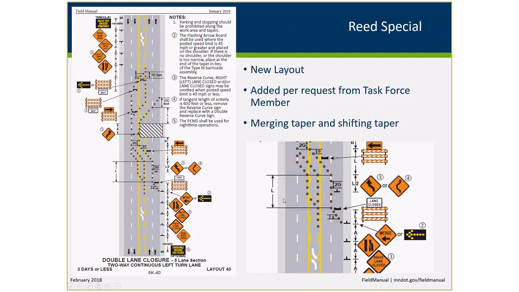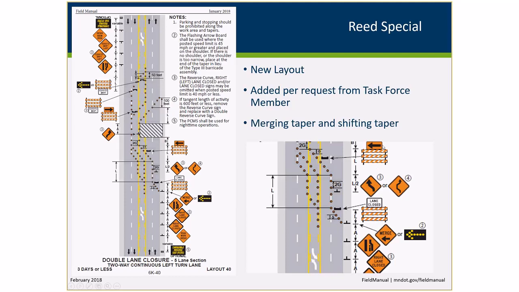Here is a layout that was added at a request from one of our task force members. It's a brand new layout, but the reason I'm highlighting it in here is that it shows the issue between the merging taper and the shifting taper. Previous to this layout, and actually since 1972, we could do a merging taper where you're taking 2 lanes of traffic and having it merge into 1 lane, and that would have an arrow board at the beginning, or a Type 3 barricade with a one direction large arrow. Here's what that looks like.